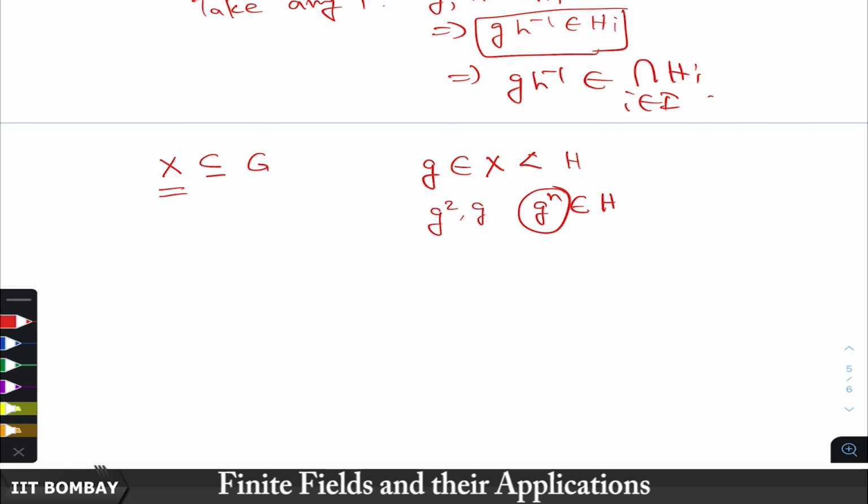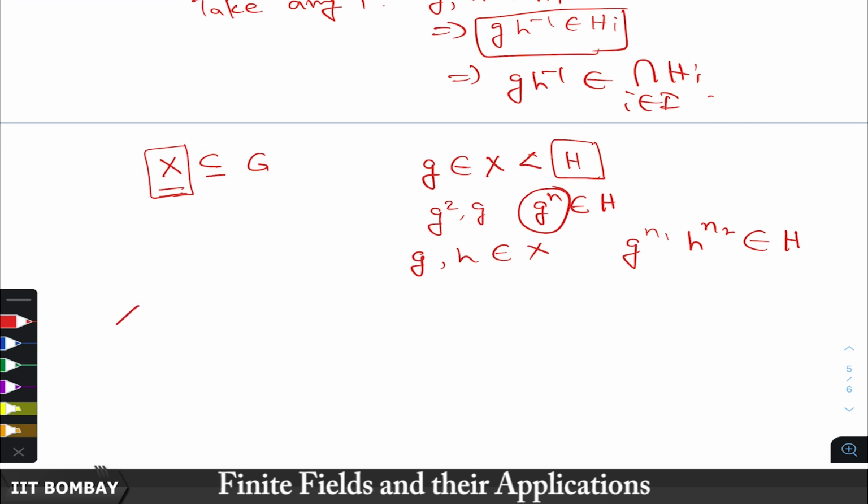And similarly, if you take any two elements g and h in X, then g power n1 times h power n2 should also be there in H. So, the subgroup must contain all such multiplications of powers of the elements in X. So, that minimal subgroup is what is called the subgroup generated by X, and we define it as follows.